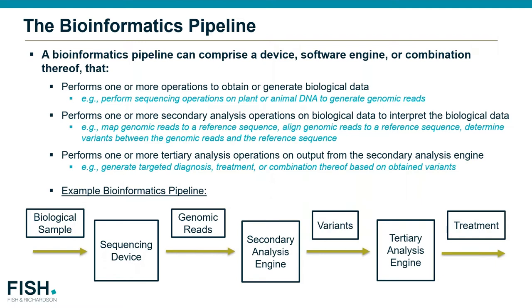And then once you've performed an initial stage of interpreting the biological data, there may be more processes that you can perform to learn something else. So now you have these variants, the differences between a sample genome or sample reads and a reference genome, and you might want to ask, what does that tell you? So you may perform post-processing operations referred to as tertiary analysis to determine targeted diagnosis, treatments, or both based on those variants. Below is a diagram of an example bioinformatics pipeline, and we're going to look at each stage of this pipeline and give you examples of what you can look for and what you should be thinking about when you try to patent technology in the space.